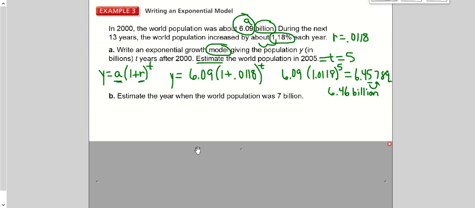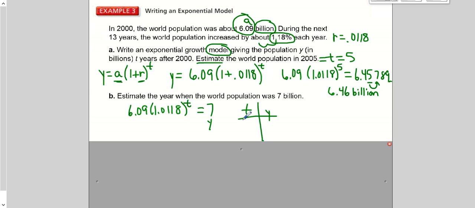Estimate the year when the world population was 7 billion. Okay, so we're going to use our equation we have, the 6.09 times our 1.0118. And we have to try different numbers for T so that we can get 7 billion. So 7 billion was our y. We need different numbers for t. It helps to organize your guesses. We're going to guess and check. It's the only method we have right now until we learn logarithms.